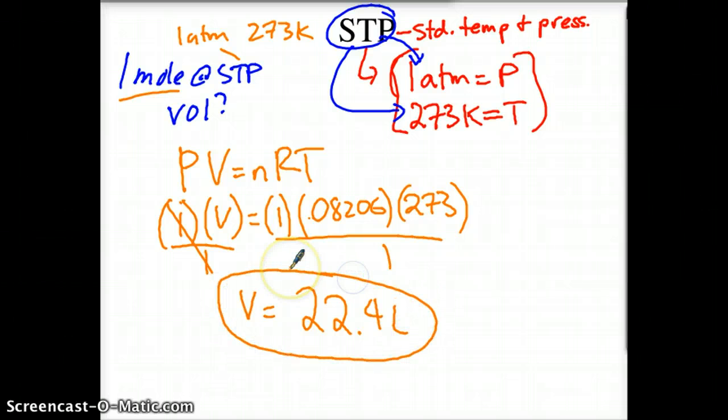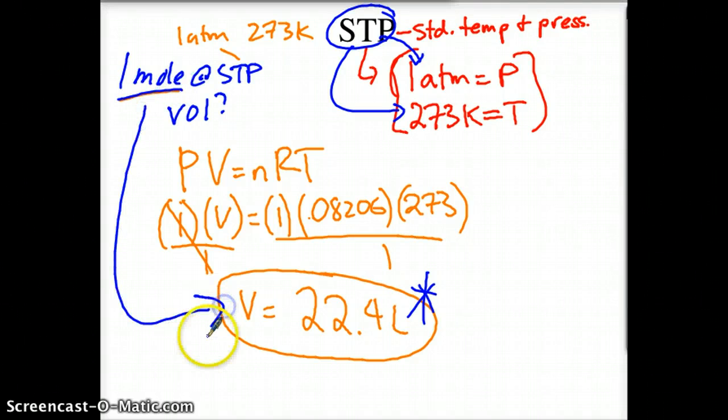Okay. I'm not really paying attention to sig figs right now, but this is a fact. It might be a number that you remember from CP chemistry. If you have 1 mole of an ideal gas at STP, the volume will always be 22.4 liters. Again, something that you need to know.